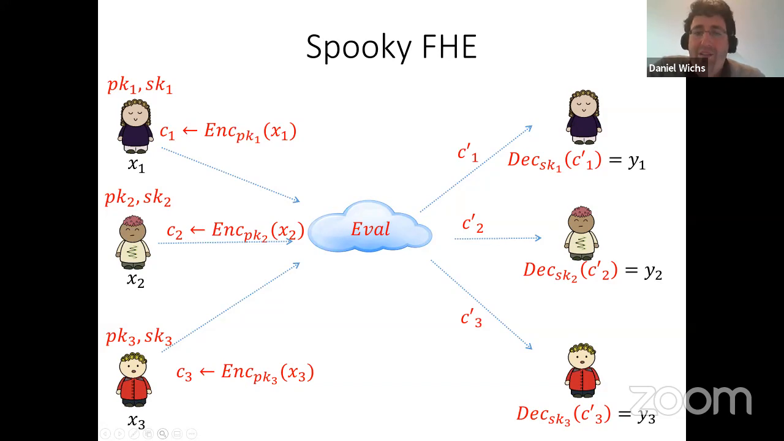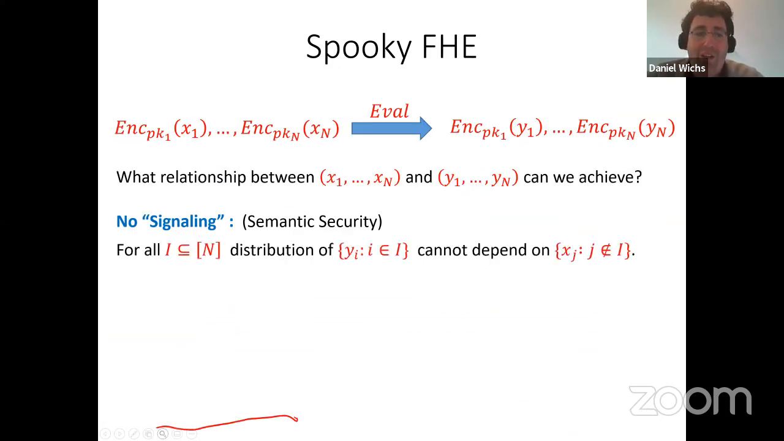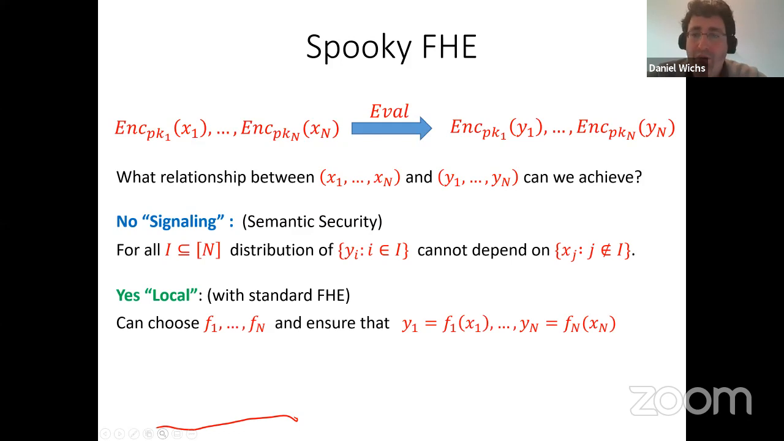So essentially, we're encrypting a vector of x's under individual public keys. And we're computing on the entire vector to get a vector of y's encrypted under the same public keys, respectively. And the question is, what relationships between the x's and the y's can we achieve? So we can do operations under each public key individually. That corresponds to these local relationships. We cannot signal. So any yi cannot contain information about xj for j not equal to i.